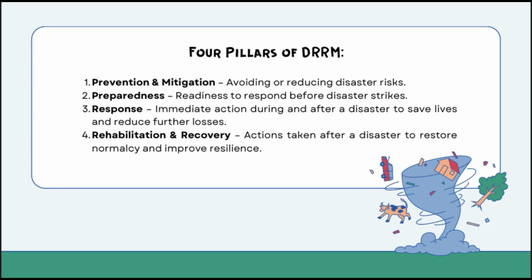Second is preparedness, making sure communities are ready when disasters strike. Examples include earthquake and fire drills, preparing go bags with emergency supplies, installing early warning systems, and holding community trainings. Third is response, the immediate action taken during a disaster to save lives. For example, evacuating residents to safe shelters during typhoons, sending out search and rescue teams, distributing relief goods and clean water, and setting up emergency hotlines.